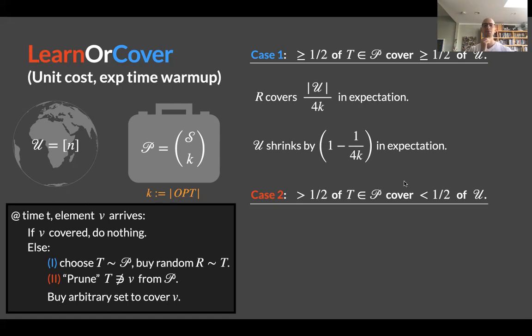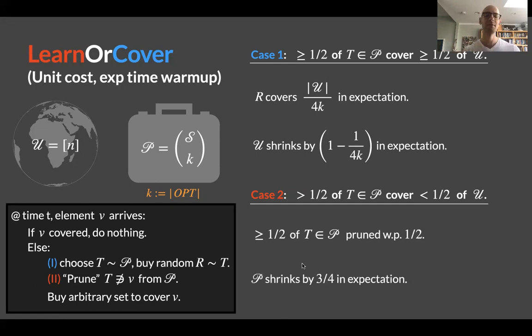Okay, case 2 is at least half of T cover less than half of U. I should think of this as most of my portfolio is pretty bad. Well, in this case, what I claim is that conditioned on landing in this else clause, what we're doing is sampling uniformly at random from the uncovered part of U. And I know that most of my sets T don't cover most of U, which means there's a good chance that this incoming element will land outside of a lot of the T's, right? So in fact, half of the T's in my portfolio will be pruned with probability 1/2, which means that P should shrink by something like 3/4 in expectation, right? I'll toss like 1/4 of the tuples out.